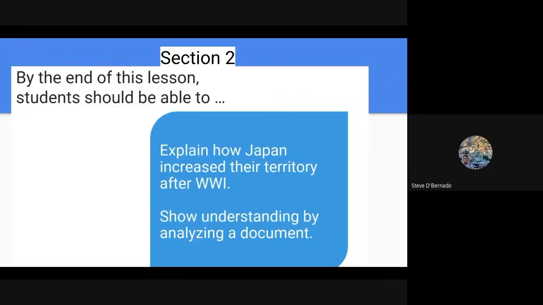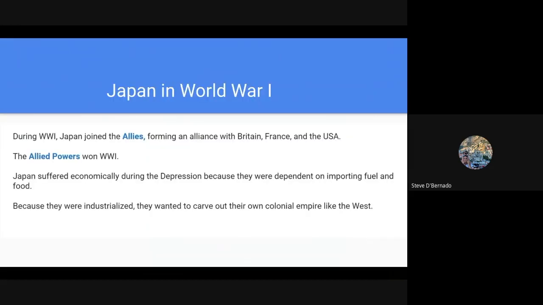Section 2, now we're going to look at how Japan increased their territory after World War I. So we're moving from the Middle East in the Ottomans, and now we're going to look at how Japan increased their territory. Okay, so we looked at how Britain and France increased their territory by gaining lands in the Middle East. Now we're going to look at how Japan. Let's show the understanding by analyzing another document, which is going to be the skill. Let's take a look at Japan in World War I.